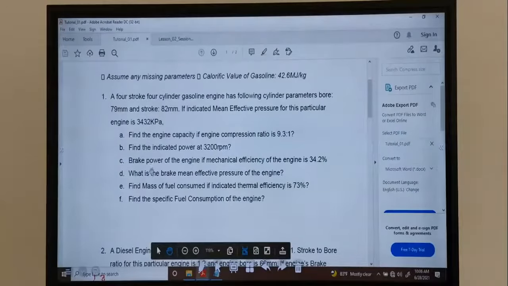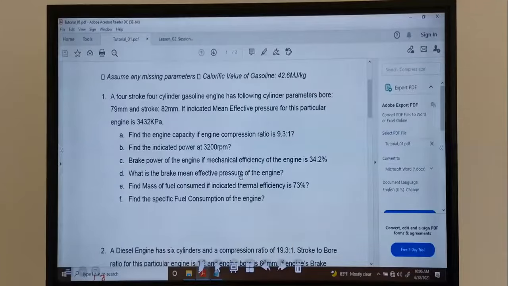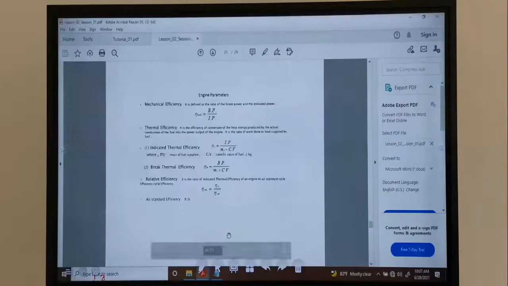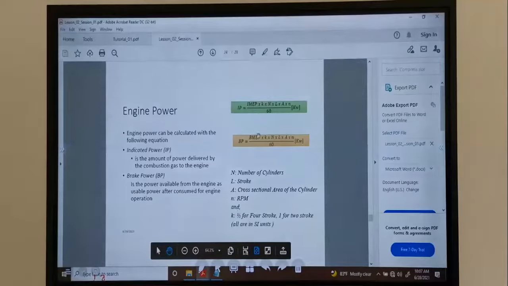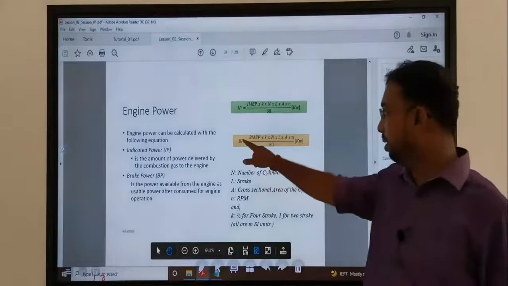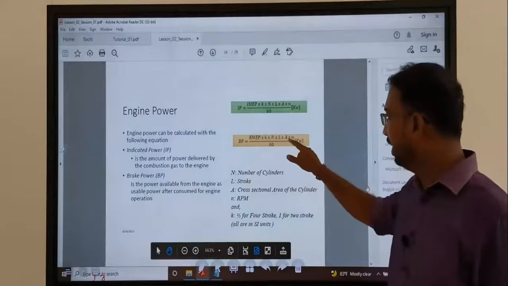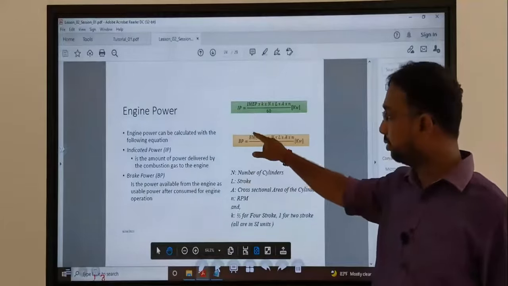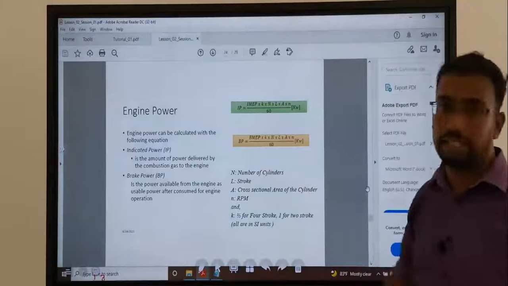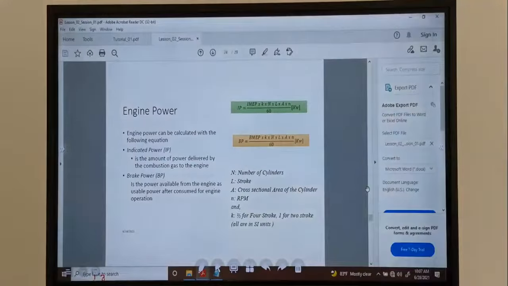So this is complete. What is the brake mean effective pressure of the engine? We have to find the brake mean effective pressure. Now we know the brake power and all these things, so we can find the brake mean effective pressure.